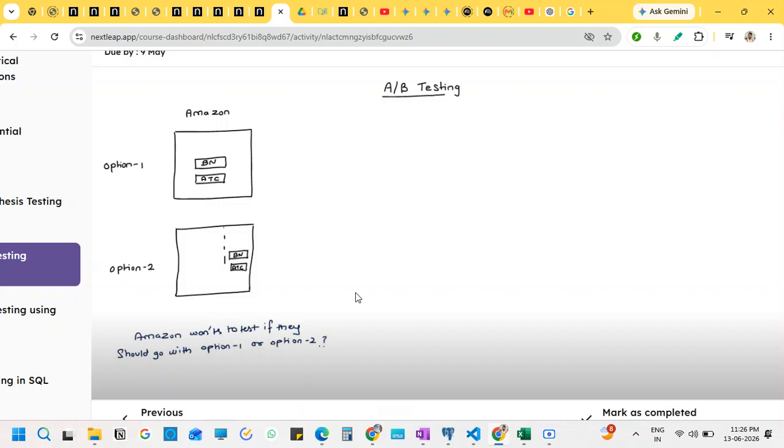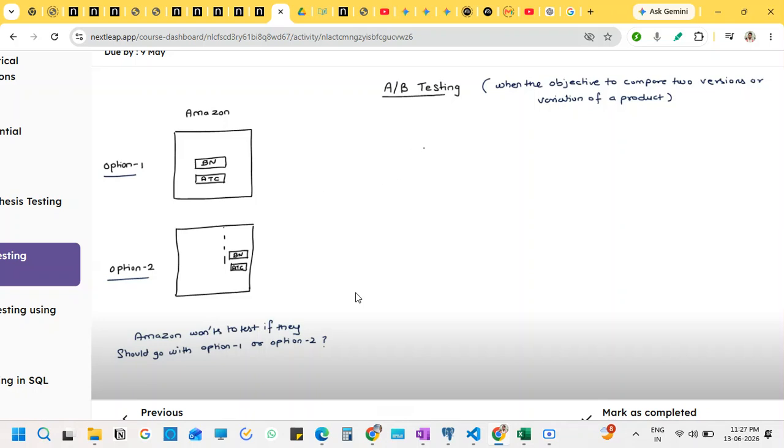Now, A/B testing is nothing but your hypothesis testing only, but applied to a specific scenario. The scenario is when you want to compare two versions or two variations of a particular product. So this is version A and this is version B, and that is the reason for A/B testing. Now, how can we compare? What is the process? Everything remains the same as we have learned in hypothesis testing. The process is exactly the same, but the only difference is that we conduct it in a different way.